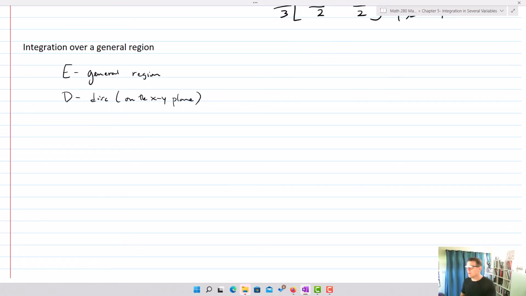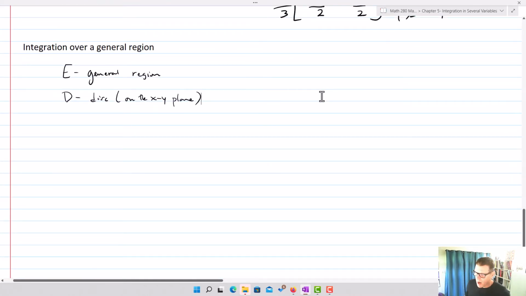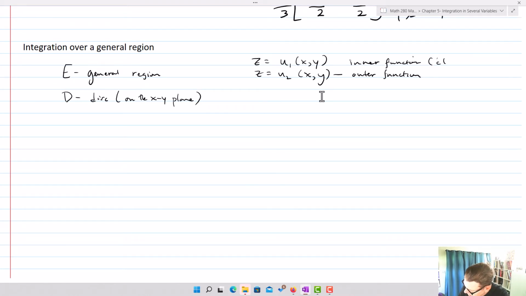Okay. And so what we're going to do is imagine that I've got 2 functions. I've got, for example, z equals u1 of xy, and I've got z equals u2 of xy. And on the z-axis, we're going to imagine that u2 of xy is the outer function, and u1 of xy is going to be our inner function, the one that's closest to the xy plane. And this one here is the farthest from the xy plane.